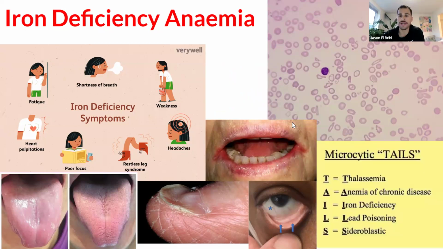And the last thing to take home here is an acronym that I've used before in med school, TAILS, to help remember the causes of microcytosis. So thalassemia, anemia of chronic disease, but this can also be normocytic, just remember, iron deficiency, lead poisoning, and sideroblastic.